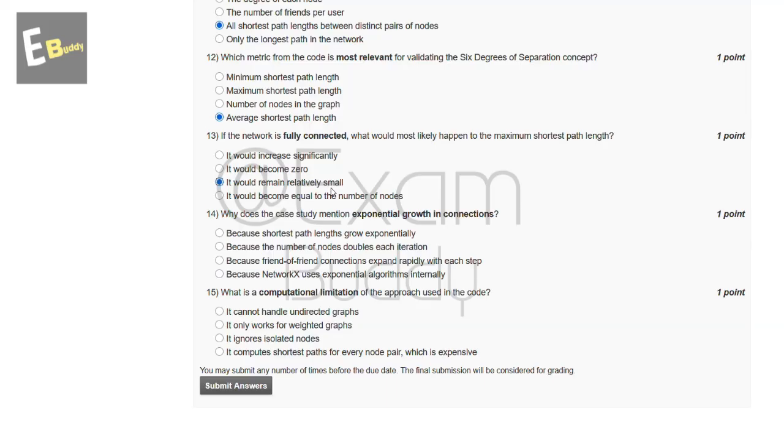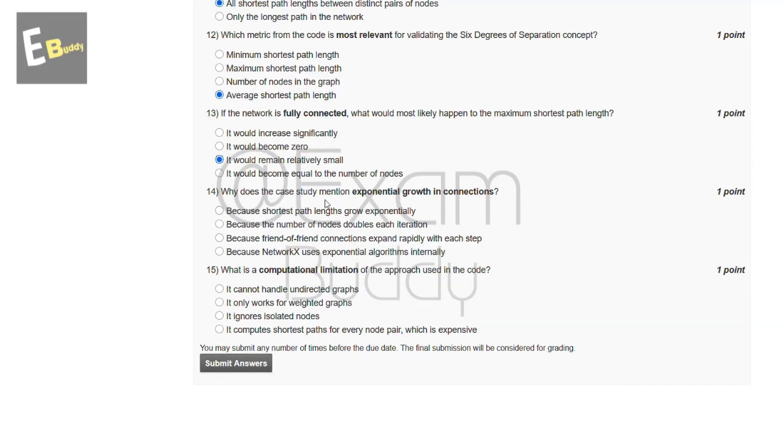And now let's go to our question number 14. Why does the case study mention exponential growth in connections? So these are the options, and the answer to our 14th question is C. Because friend-of-friend connections expand rapidly with each step.